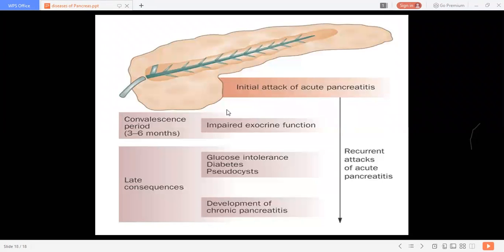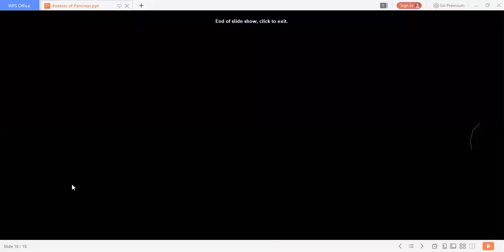Now, this is again one of the figures, that is the initial attack of acute pancreatitis. First there is the convalescence period, that is 3 to 6 months. There is impaired exocrine function. Late consequences, again complications of acute pancreatitis, are glucose intolerance, diabetes, cirrhosis, and development of chronic pancreatitis. Okay. So recurrent attacks of acute pancreatitis will lead to chronic pancreatitis. So these are some of the complications of pancreatitis.